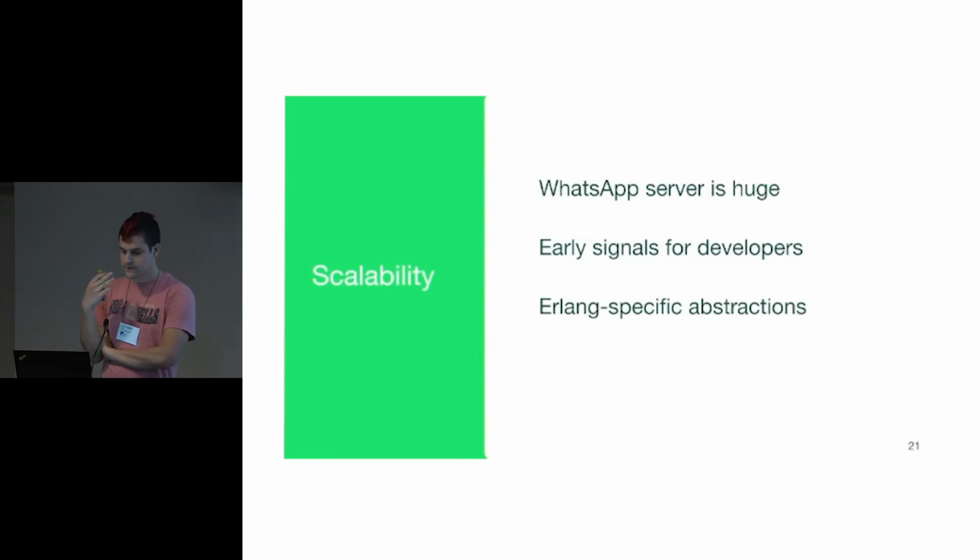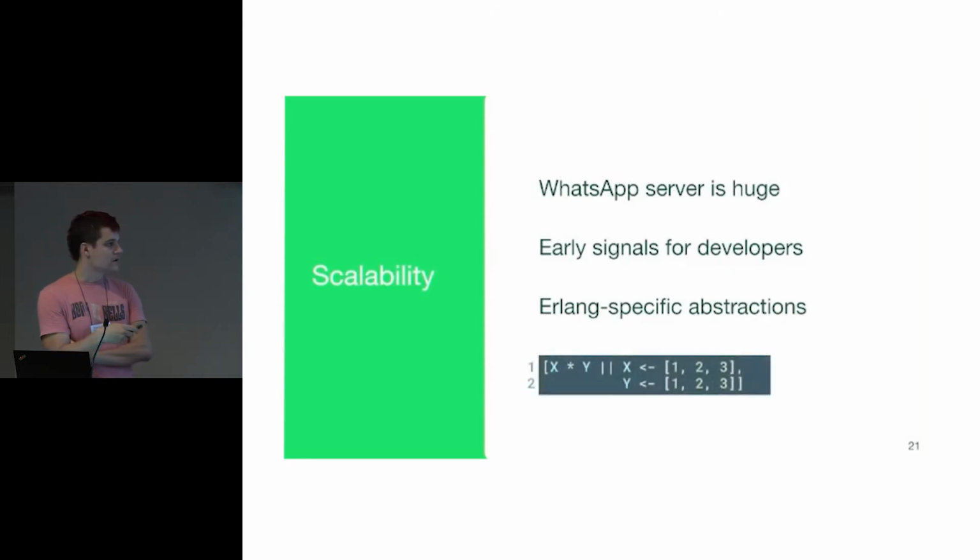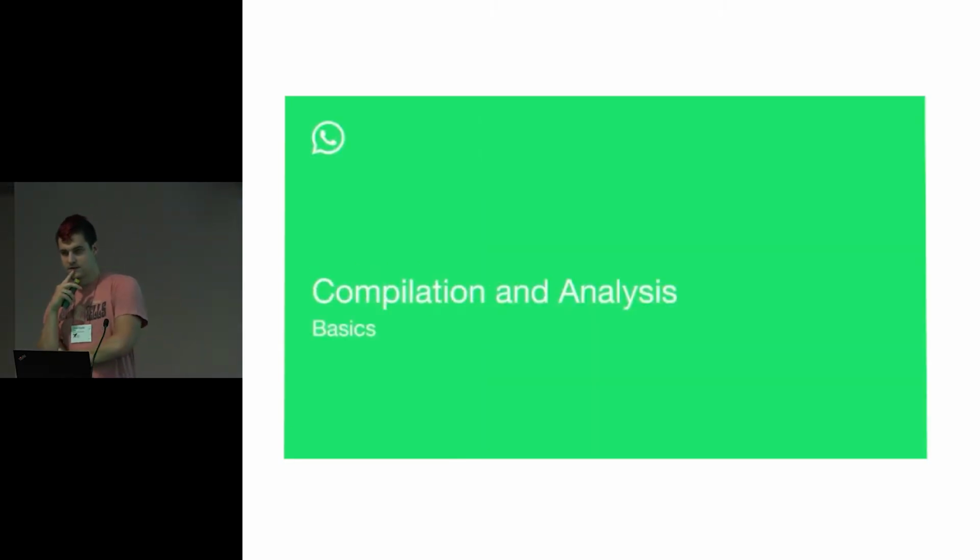We have millions of lines of Erlang code, and we want to provide early signals to developers. And in general, Infer is pretty good in terms of performance due to its under-approximate compositional analysis. But for certain Erlang-specific constructs like data structures like lists or list comprehensions, we had to come up with some Erlang-specific abstractions to keep this efficiency of Infer. So let's take a look a little bit at the compilation and analysis, starting with the basics.